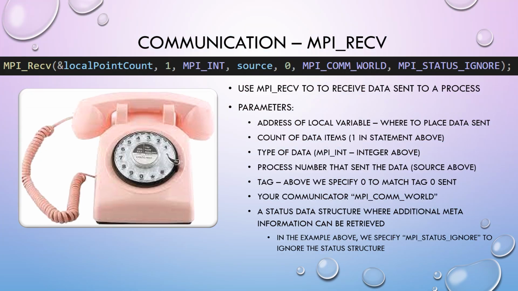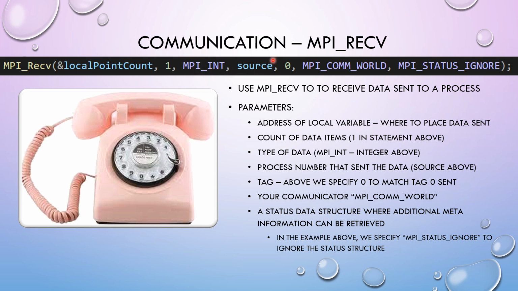Now, here's the receive side. It looks very similar to the send side, except there's a little bit more data here that the receiver has to worry about. First of all, the receiver has to provide the address of a local variable where the data that was received can be stored. He also has to say how many bits of data, how many integers or whatever he expects to receive. And again, this could be used to send an array, for example. And again, he specifies the type. He says, I'm going to receive an integer.